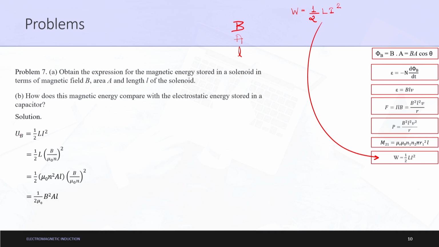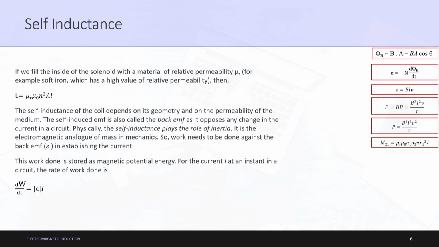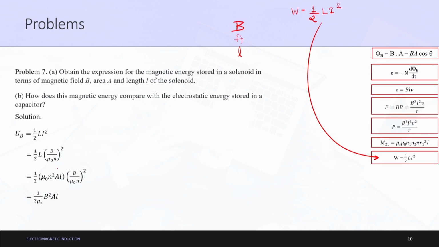So, solution is UB is equal to half Li square, is the formula used up here. The value of L we calculated is written here, that is mu r mu naught n square into capital A into small l. As nothing is given in the question, we assume that the air is the medium being used here and therefore, the value of mu r is 1. Therefore, the value of L is nothing but mu naught into small n square into capital A into small l.